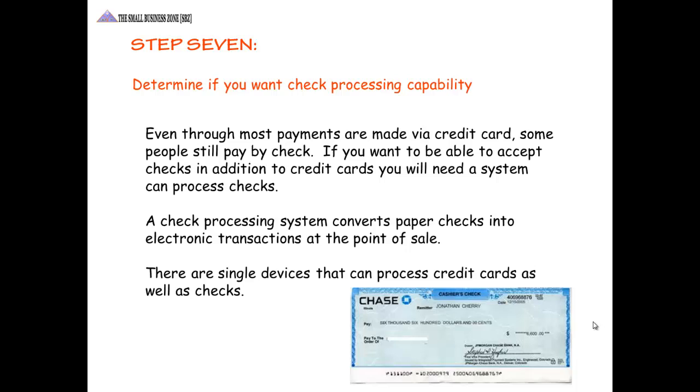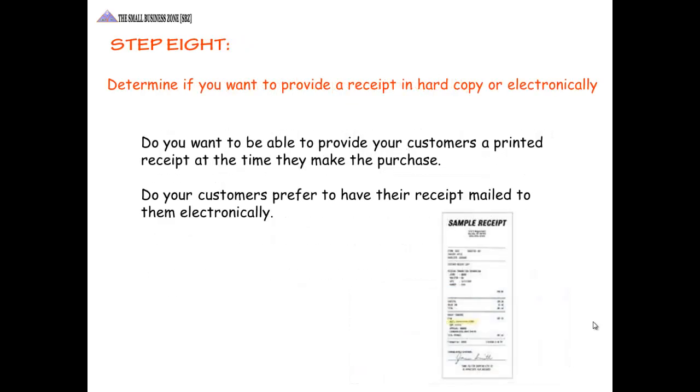Step 7. Determine if you want check processing capability. Even though most payments are made via credit card, some people will still pay by check. If you want to be able to accept checks in addition to credit cards, you will need a system that can process checks. A check processing system converts paper checks into electronic transactions at the point of sale. There are single devices that can process credit cards as well as checks.